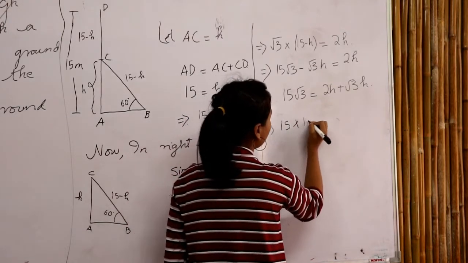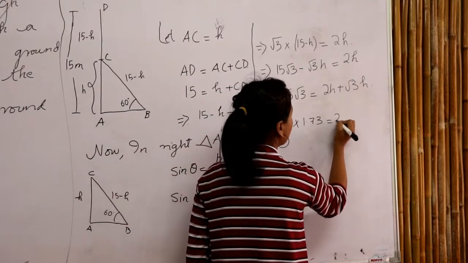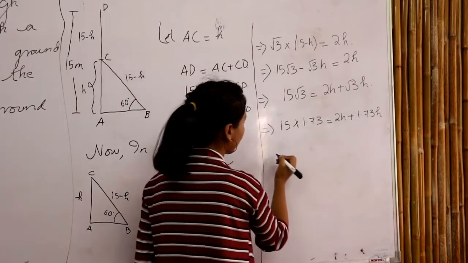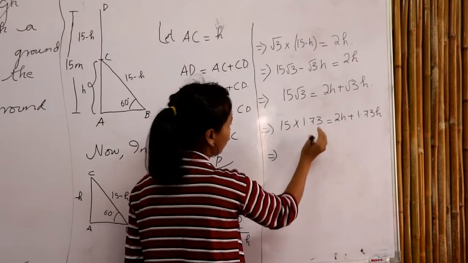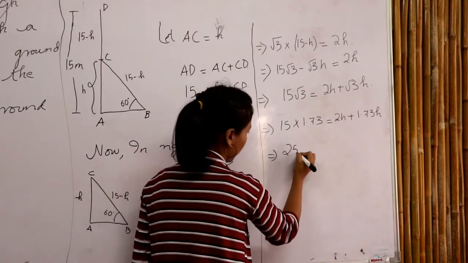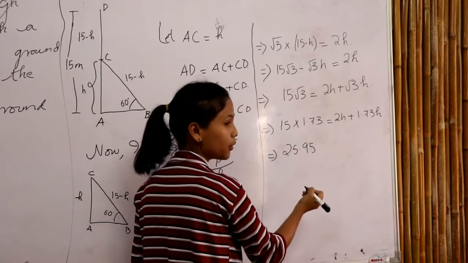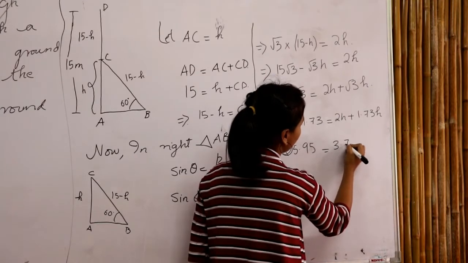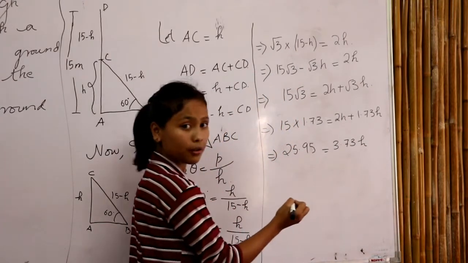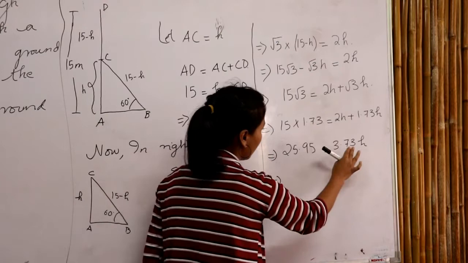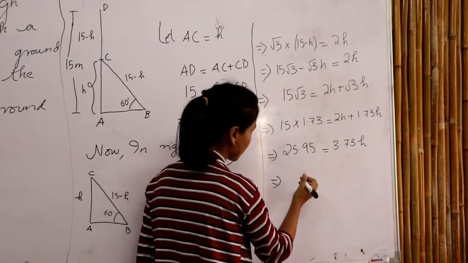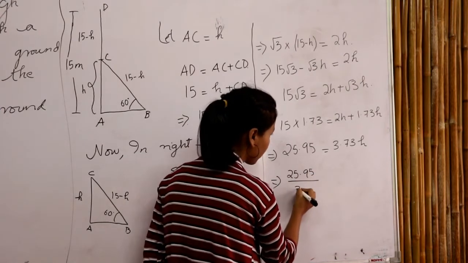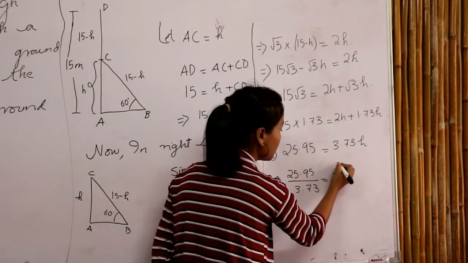15 into 1.73 is equal to 2h plus 1.73h. Alright, if you multiply 15 into 1.73, you will get 25.95. Okay, and if you add these two, you will get 3.73h. Alright, now let us bring this 3.73 to the other side. You will get 25.95 divided by 3.73 is equal to h.